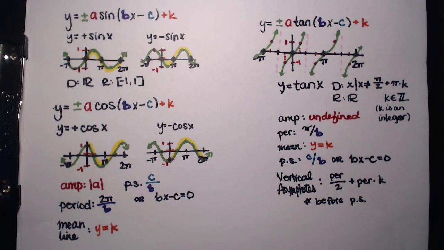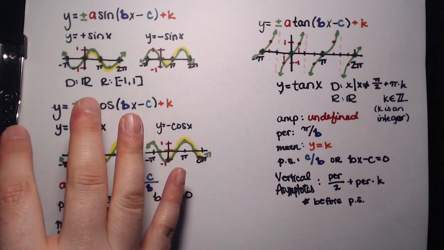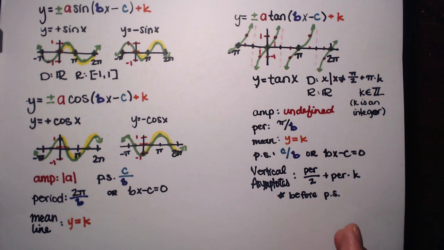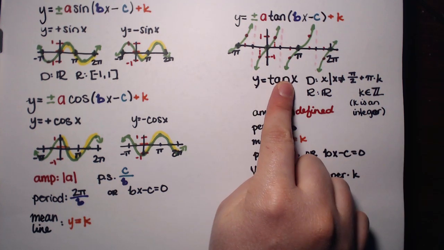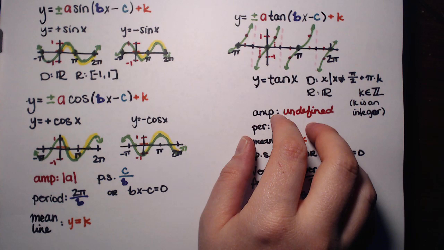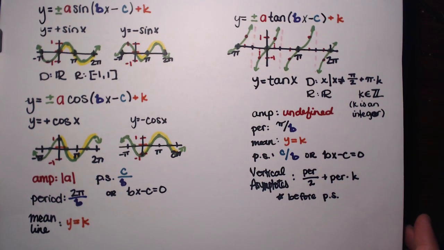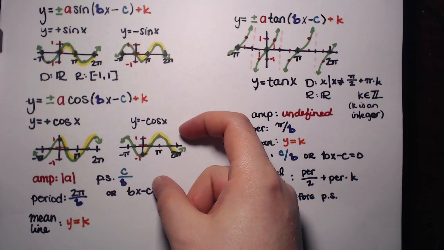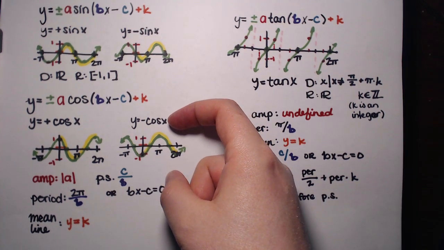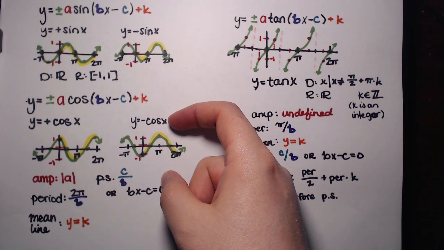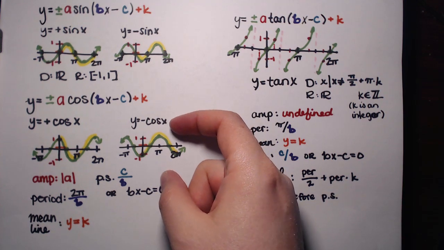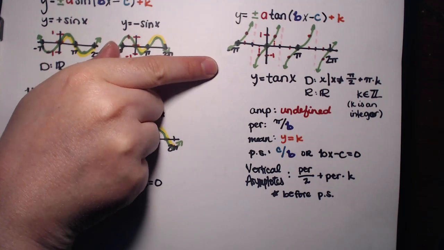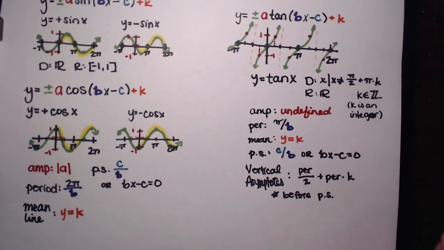Then what we're going to do is expand that over to tangent. So tangent looks like this. It has vertical asymptotes. The amplitude was defined as half of the height between the maximum and the minimum. Well, the maximum is infinity and the minimum is negative infinity, so the amplitude's undefined.